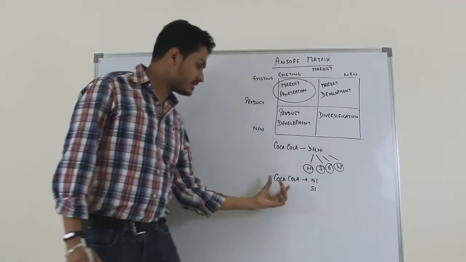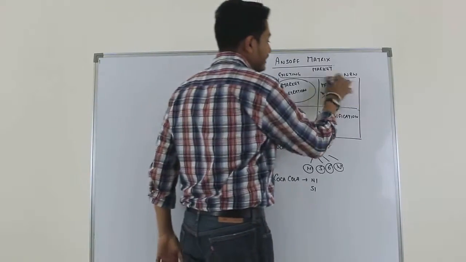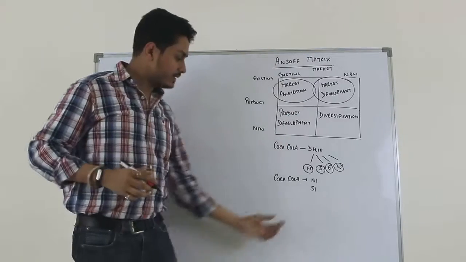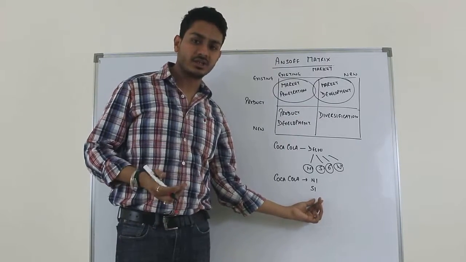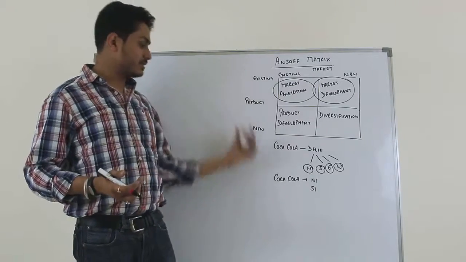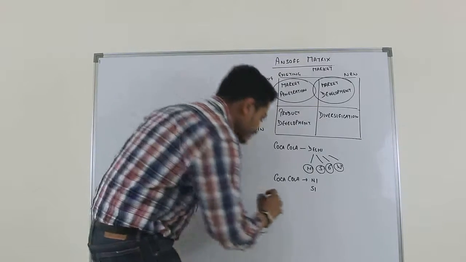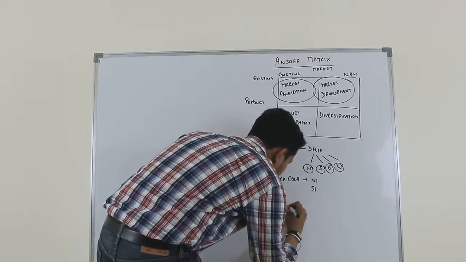So when I start selling the Coca-Cola product into the new market, that is what we refer to as market development, wherein the market is new. So I have no presence in South India. I'm trying to go and sell Coca-Cola in South India, but my product is an existing product, which is the Coca-Cola beverage. Now let's look at Coca-Cola as a company.